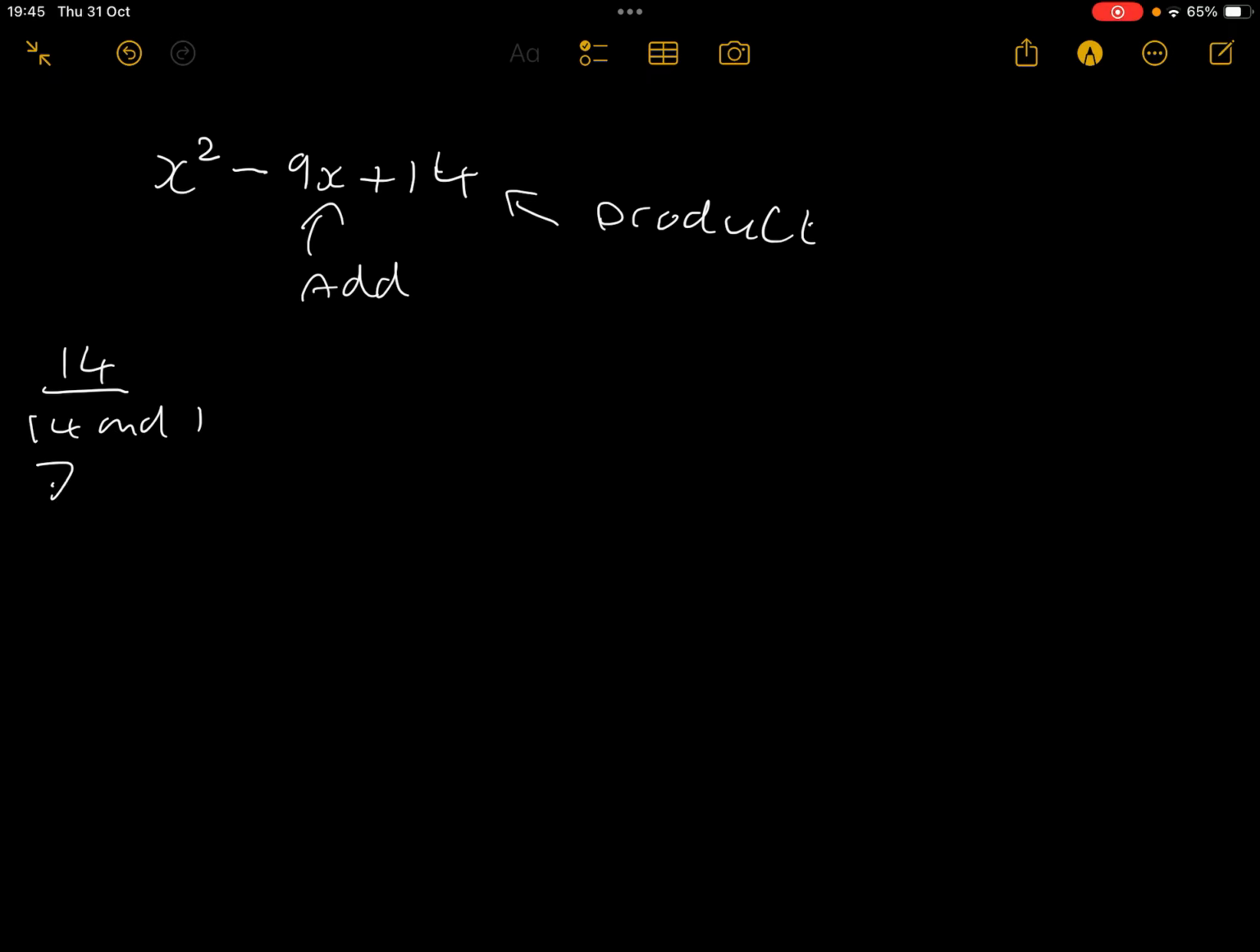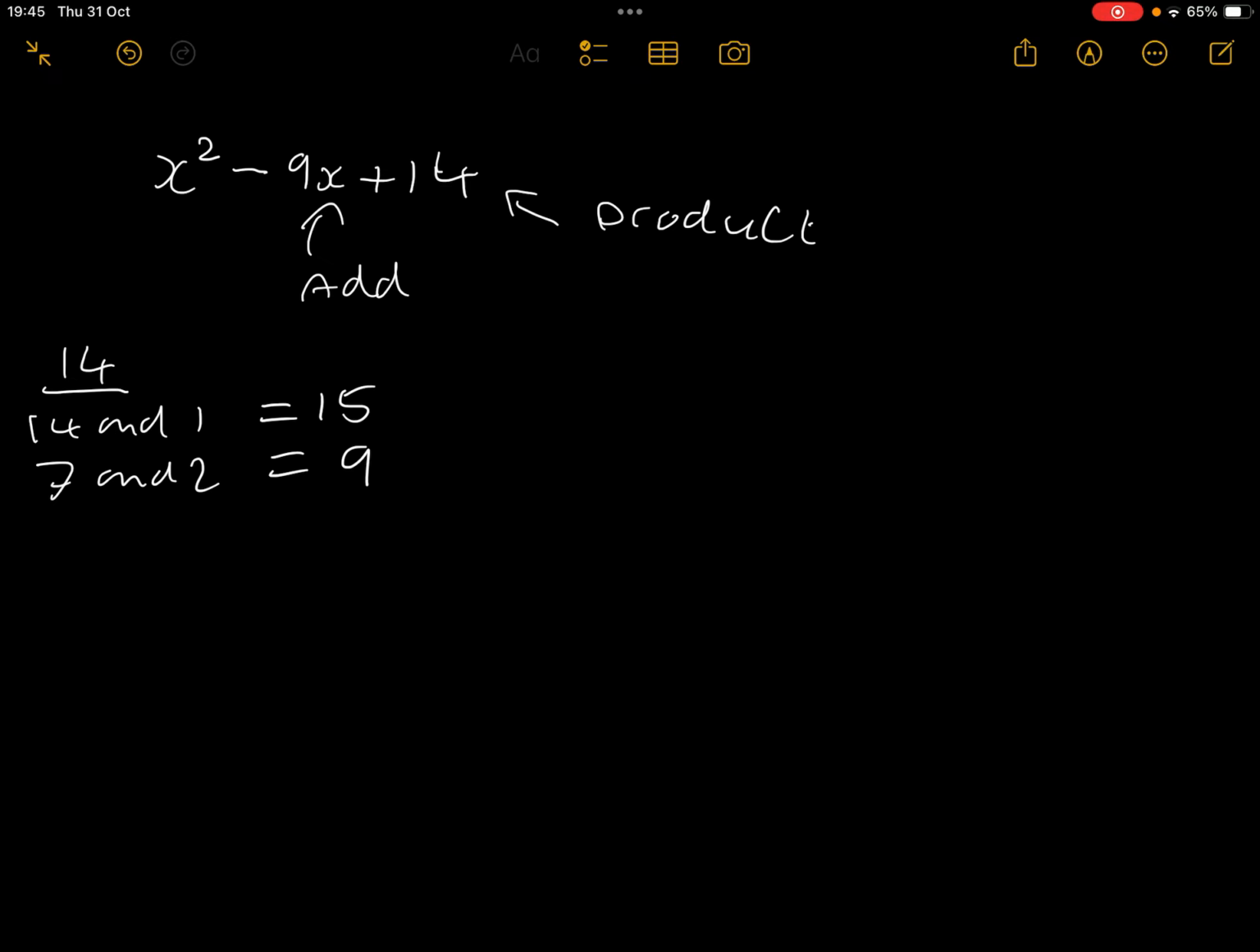And so now we're going to use the expression x squared minus 9x plus 14. So once again, we need two numbers whose product is the 14 and which add to give minus 9. So now let's list our factors of 14. So 14 and 1, 7 and 2. Obviously there, 14 and 1 add to 15, and 7 add 2 equals 9.